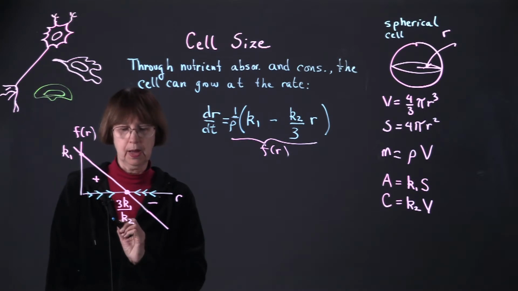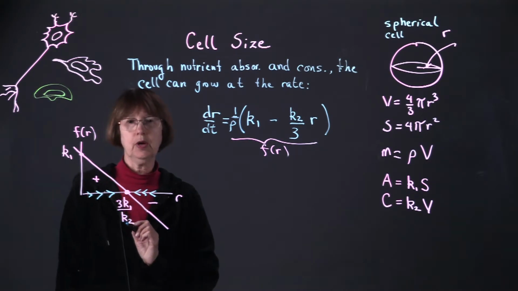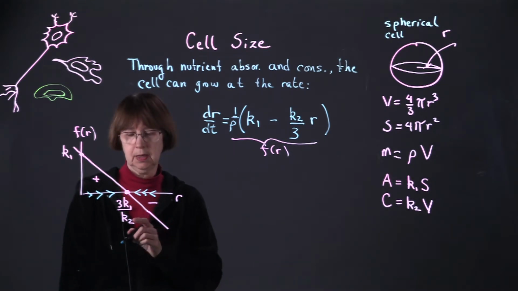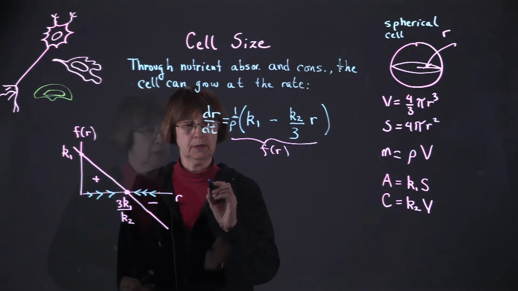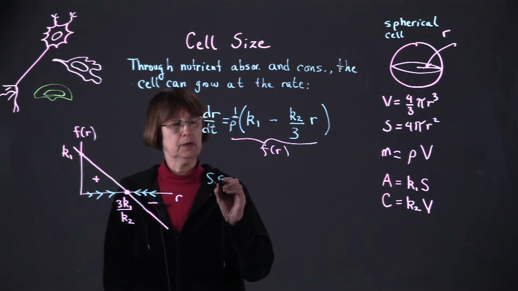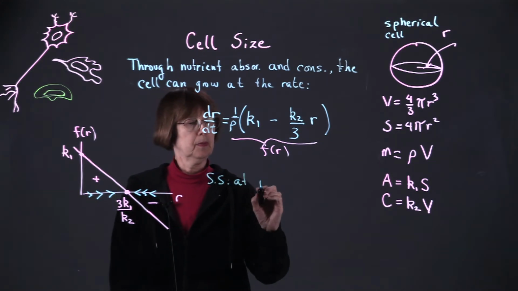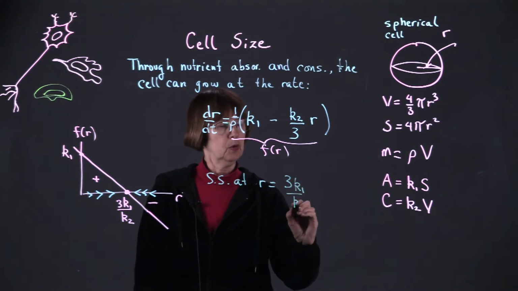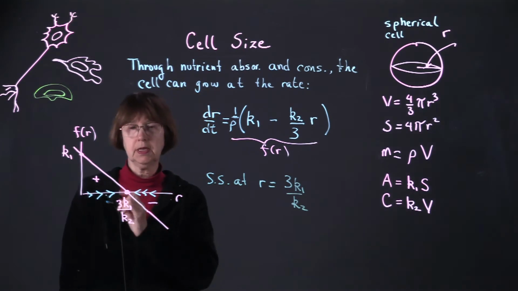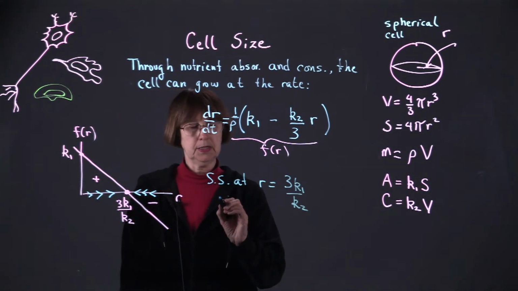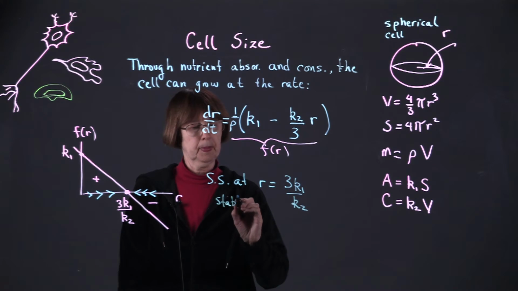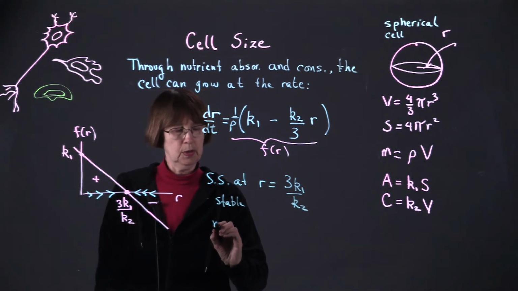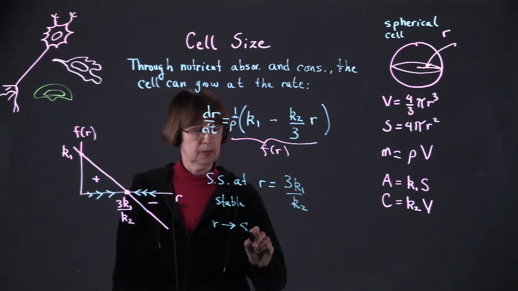So from the diagram, we see that the radius at which the two processes, absorption and consumption, balance is exactly a steady state. We found a steady state at r equals 3k1 over k2. We can see from the diagram that this steady state is stable, and that from all initial radii, the cell will always approach this steady state.